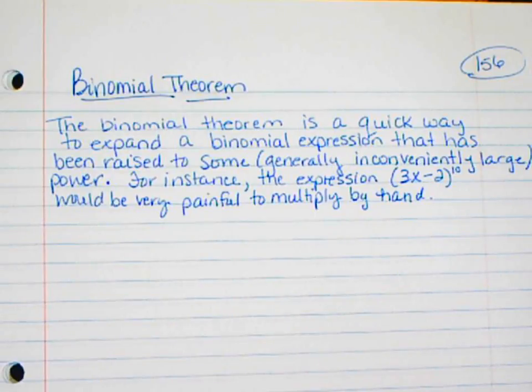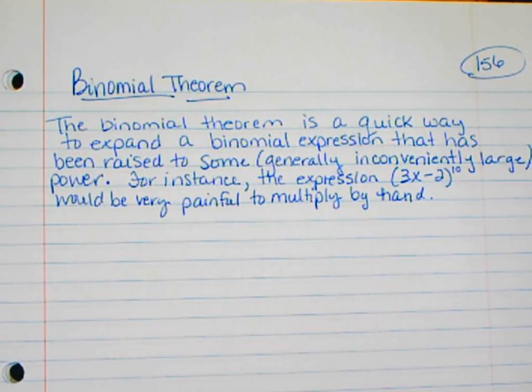We have to do 3x minus 2 times 3x minus 2 times 3x minus 2, and so on, ten times, and all that distributing and combining like terms. Can you imagine? We would need the whole board to do that. So the binomial theorem is a way that will help you multiply that all out in a much more convenient and quicker way.